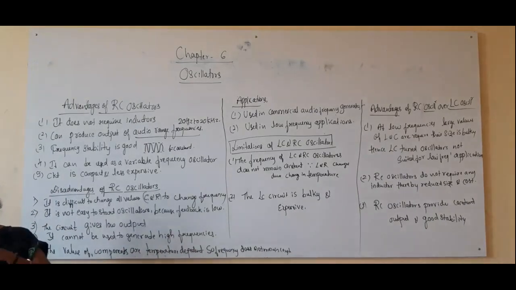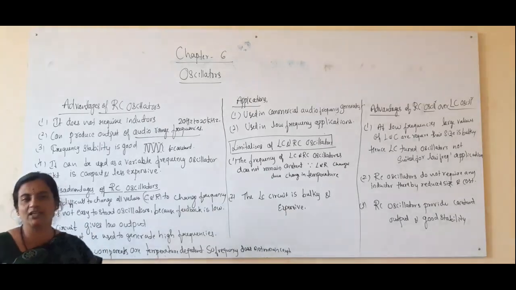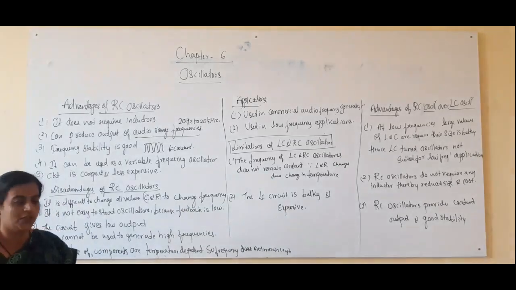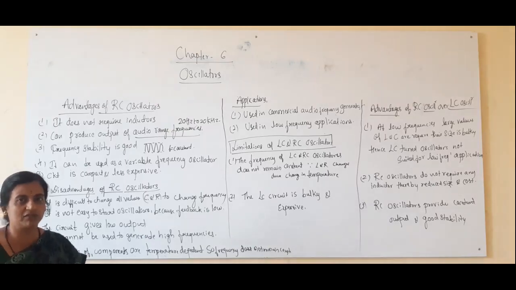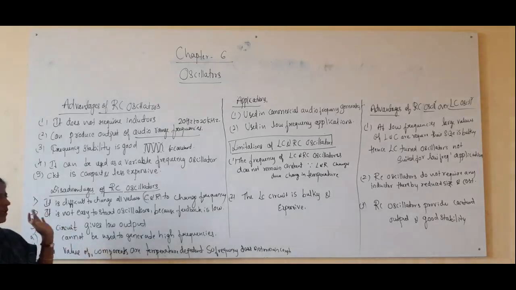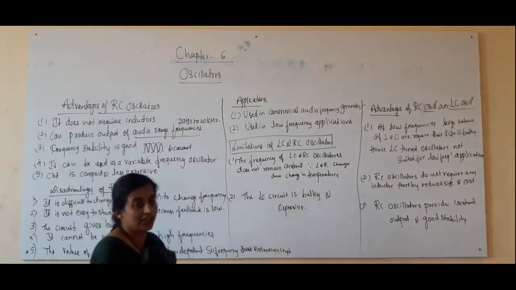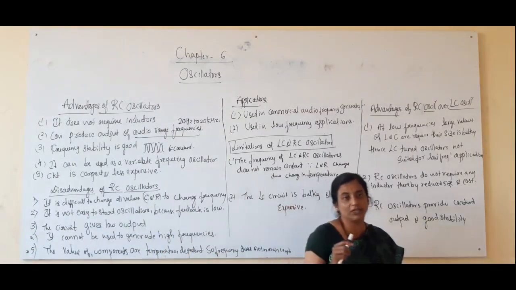Whenever you employ these oscillators in a changing temperature environment, the frequency of oscillations does not remain constant, because the values of components, that is resistor and capacitor, change with temperature. When their values change, automatically the frequency of oscillation also changes, and hence frequency stability cannot be achieved in the case of RC oscillators.